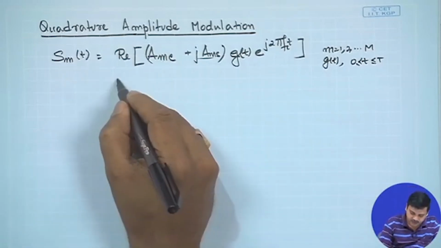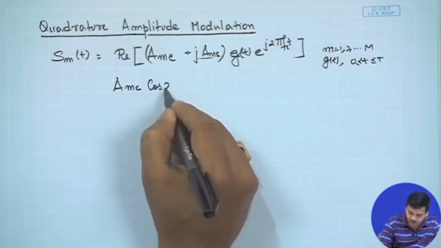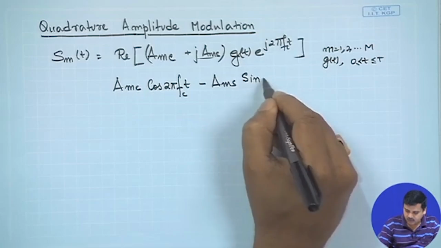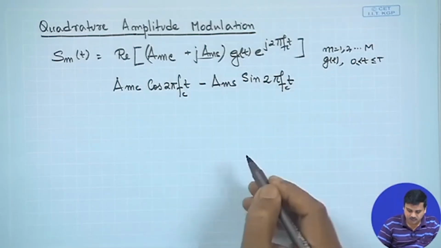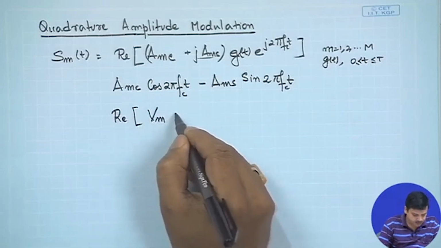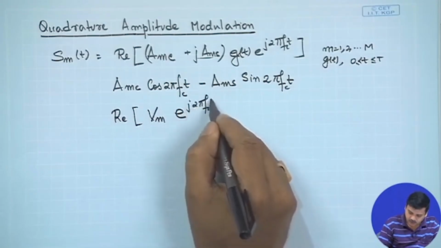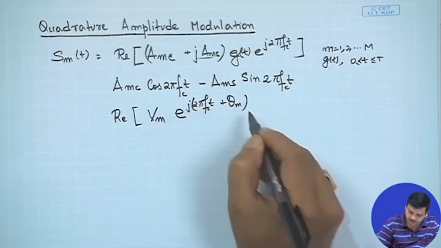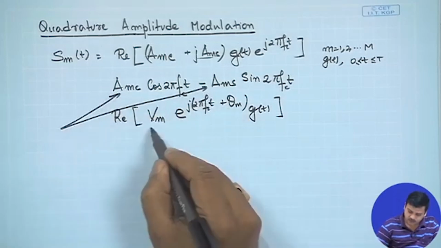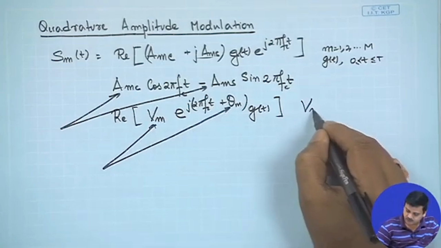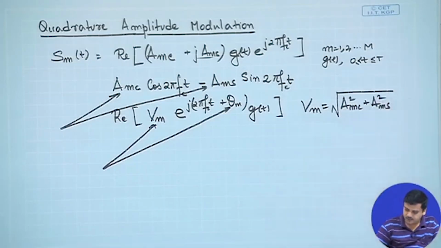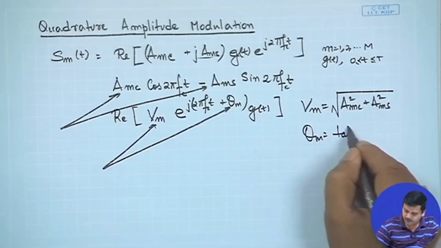And we said that you could easily expand this as a_m^c cos(2πf_c t) minus a_m^s sin(2πf_c t), and you could also write it as the real part of V_m e^(j(2πf_c t + θ_m)) times g(t). So we said you could view it as two amplitudes, or as an amplitude and a phase, and of course we connected V_m with the amplitudes, the square root of a_m^c squared plus a_m^s squared, and θ_m as the tan inverse.